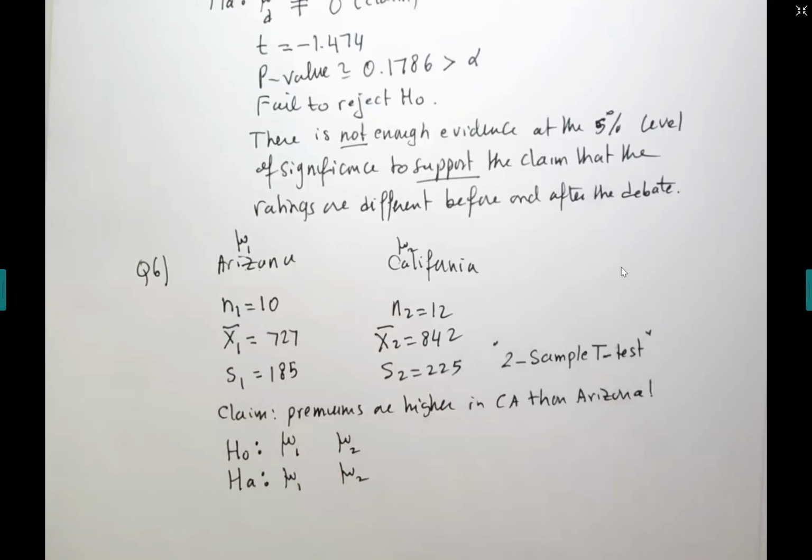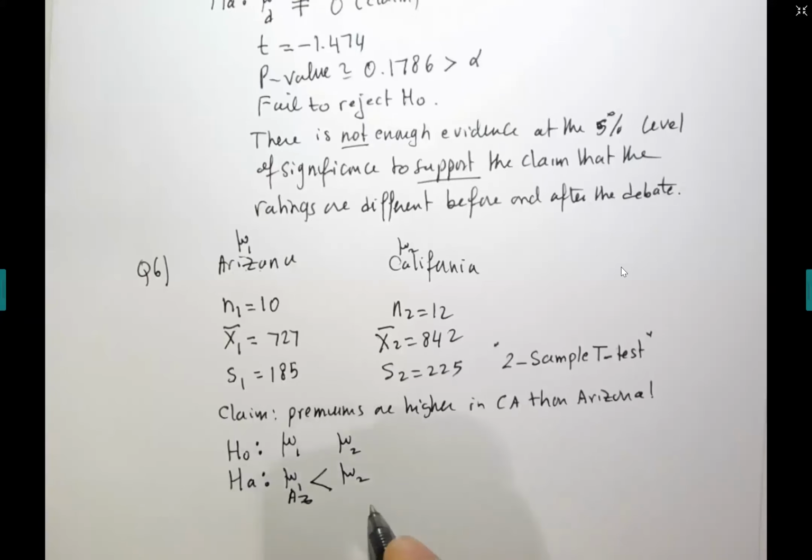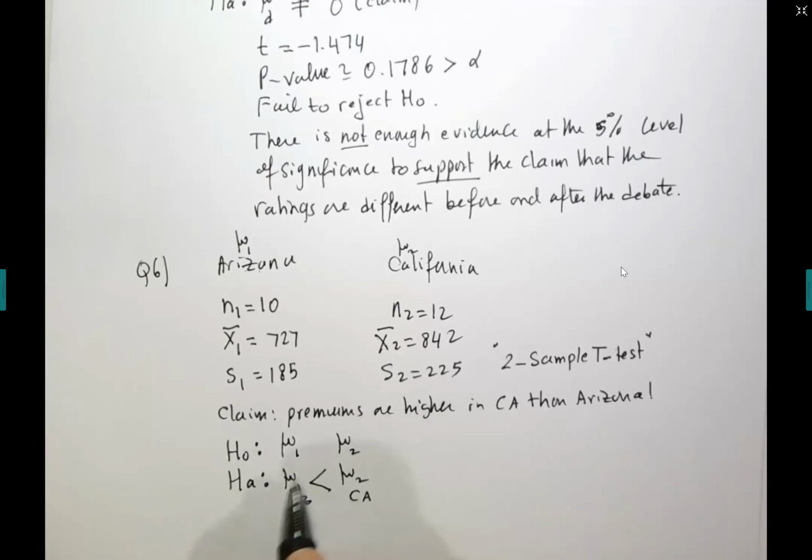than me. Now, why should I put less here? Because I'm starting with Arizona here. This is Arizona, guys. And this is California. So if California is higher, it's still mu1 is less than mu2. Arizona is less than California. That means California is still more than Arizona.